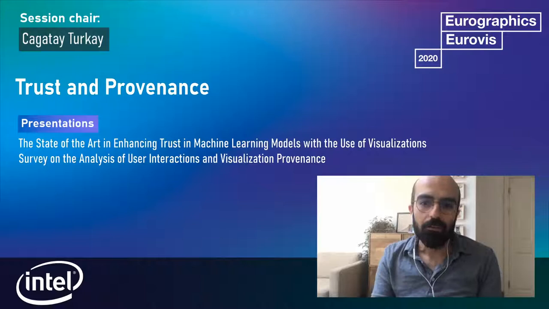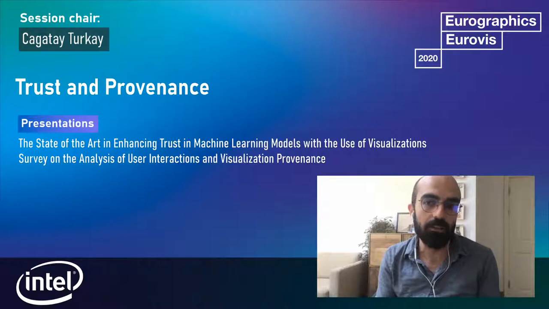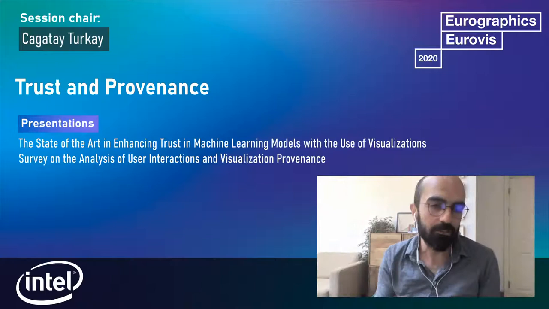So let's move on to the talks today. We have very interesting surveys. The first one is about trust in the machine learning process and how visualization has a role in that. And the second one is on visualization provenance, and the research opportunities and research literature around that. We're looking forward to hearing those talks. There will be 20 minute talks followed by 25 minutes of discussion, so we have lots of time for discussion. Whenever you think of a question, just type it in the channels.